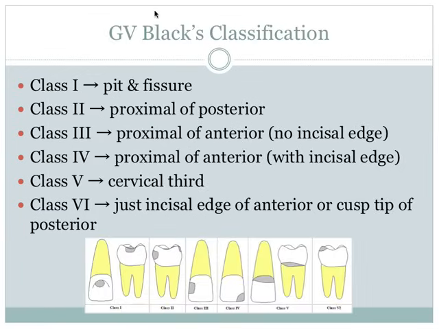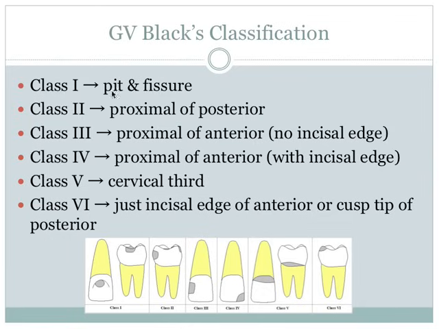So G.V. Black, known as the father of modern dentistry in the US and also the father of operative dentistry, came up with this classification system for fillings. So we have class 1 through class 6 and some images on the bottom here.